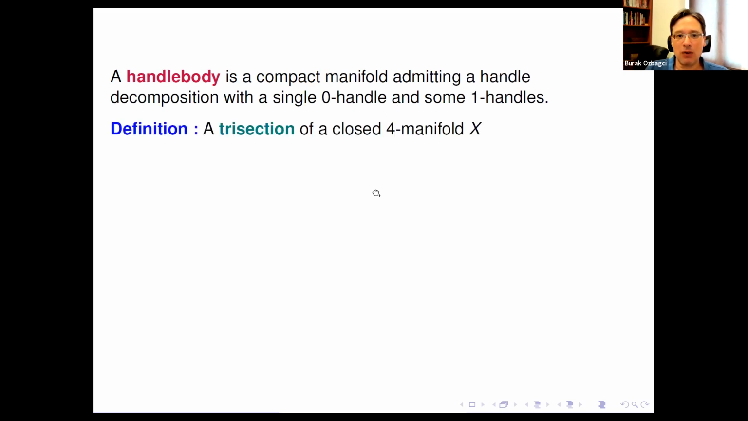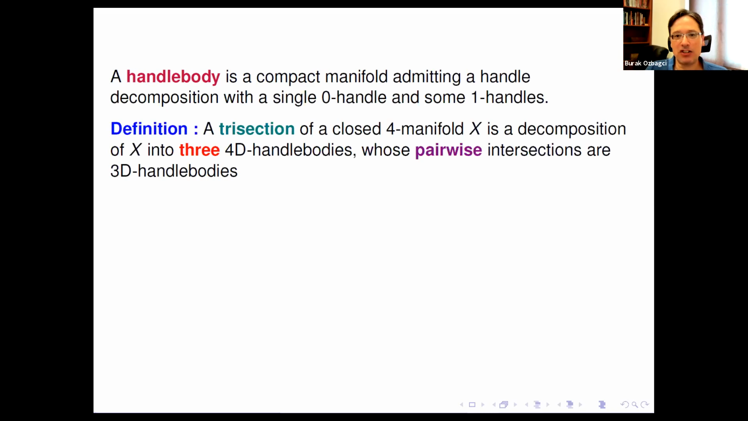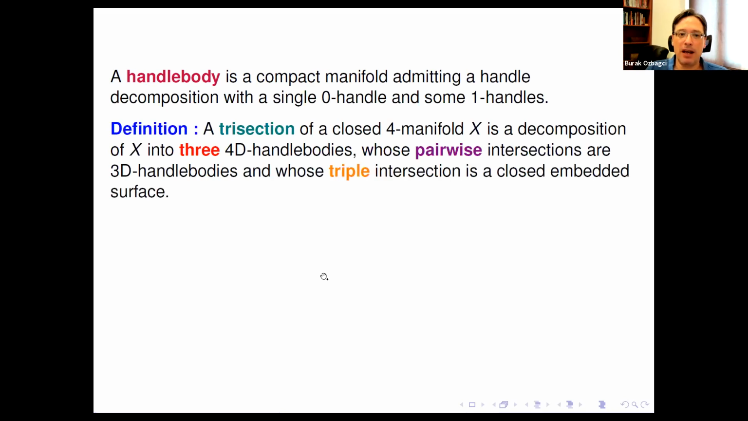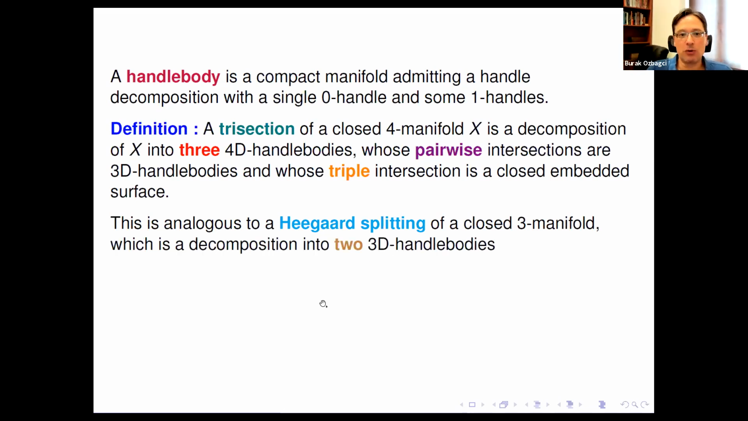A trisection of a closed 4-manifold X is a decomposition of X into three 4D handlebodies. So the pieces are very simple, only 4D handlebodies, three of them, whose pairwise intersections are 3D handlebodies, and whose triple intersection is a closed embedded surface. This gives a decomposition of the 4-manifold with these very simple pieces, and the complication occurs when you have to describe how they are glued together. This is analogous to Heegaard splitting of a closed 3-manifold, which is a decomposition into two 3D handlebodies, as most of you know, whose intersection is an embedded surface.